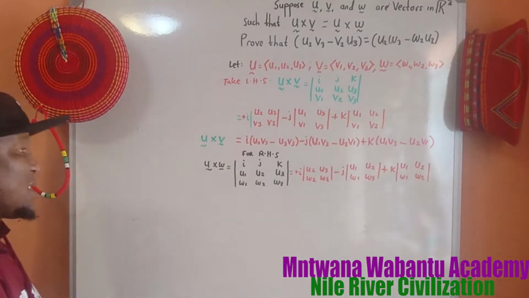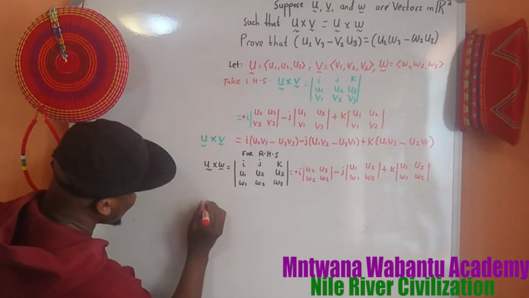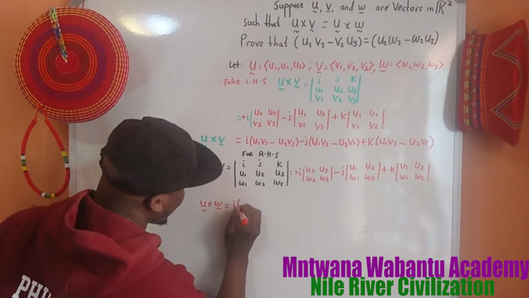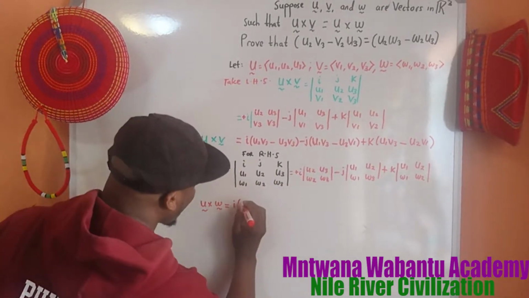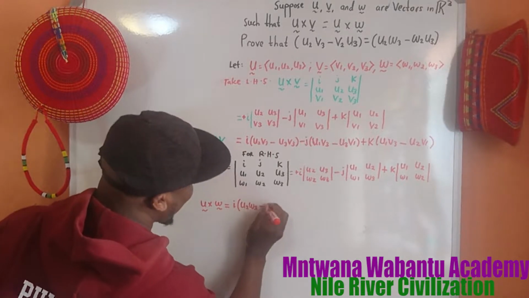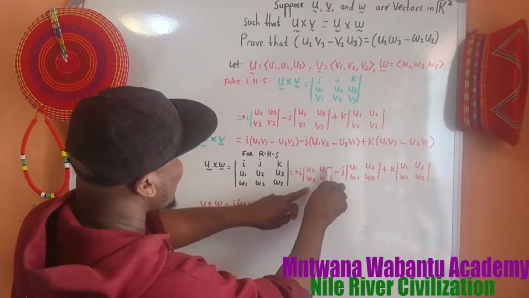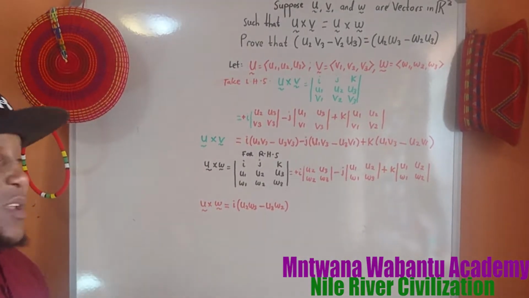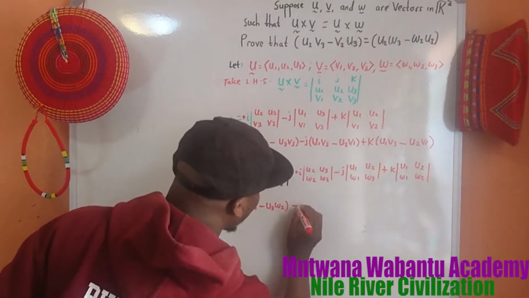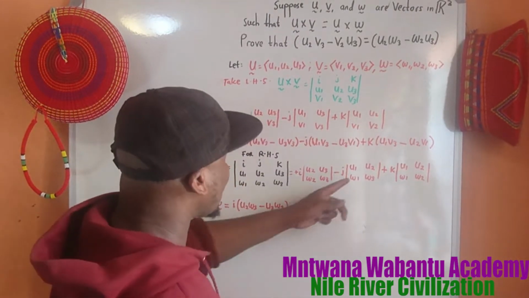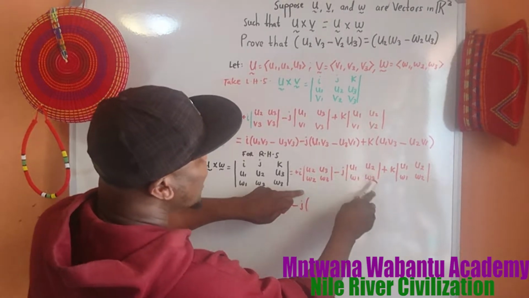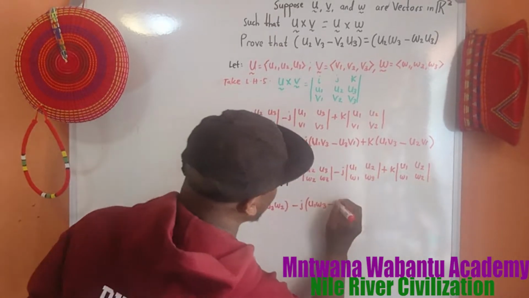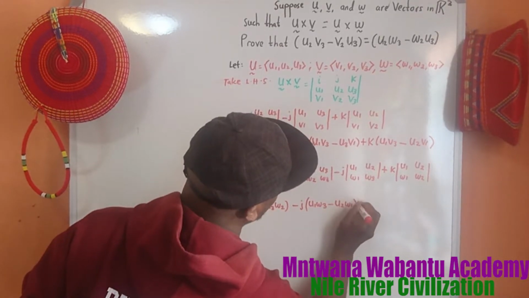So now the next thing is that we can just simplify. You know what I'm saying? So U cross W equals I, bracket, now we multiply U2 times W3, which is U2 W3, and then we minus U3 W2. I like to start alphabetical, but you can do either way. I always like to do alphabetical. So we go to this side, U1 times W3 is going to be U1 W3, and then minus this, which is going to be U2 W1. Now we go for the last one.